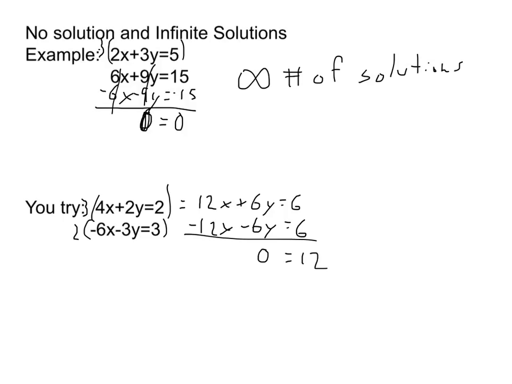Okay, so when is 0 equal to 12? Never. 0 is never equal to 12. Therefore, when do these lines touch each other? They never touch each other. So this one would be no solutions.